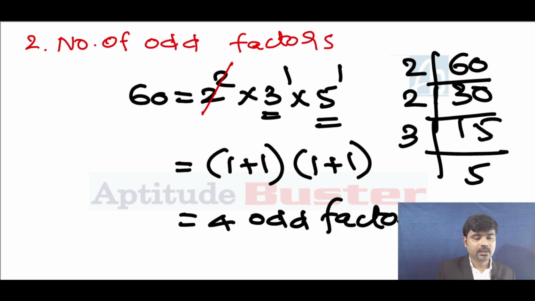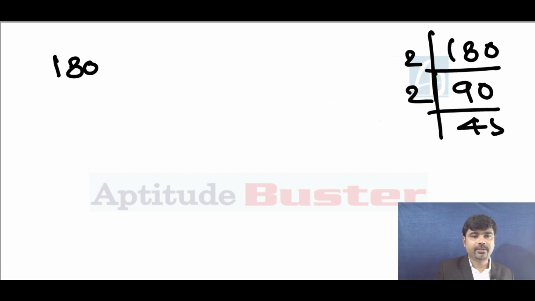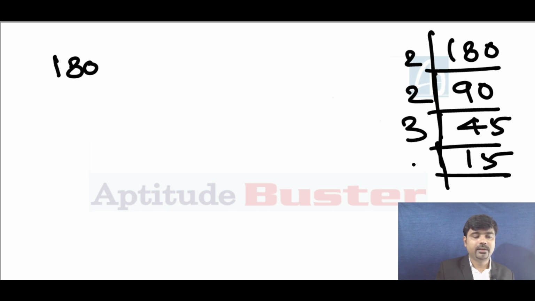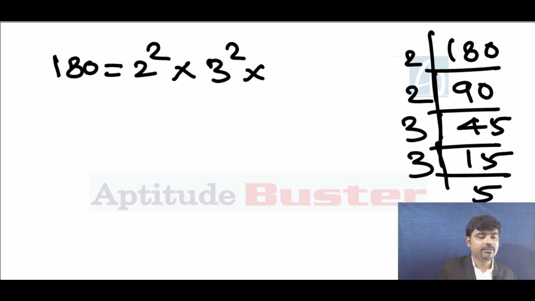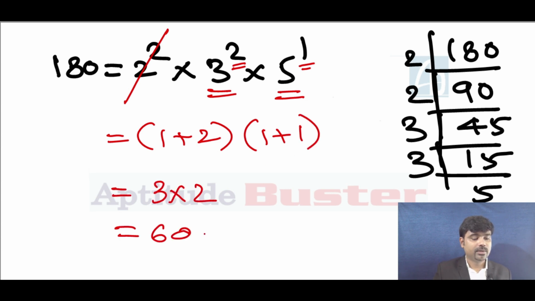I'll give you one more example. Take the number 180. 180 by 2 is 90. Again divide by 2, 45. Divide by 3, 15. Divide by 3, 5. So 180 can be written as 2 power 2 into 3 power 2 into 5 power 1. Here also we are going to consider only odd factors. Remove this 2 power 2, remaining is 3 power 2 into 5 power 1. 1 plus power of a prime number is 3, 1 plus power of the other prime number is 2. So 3 into 2, the number of odd factors is 6.